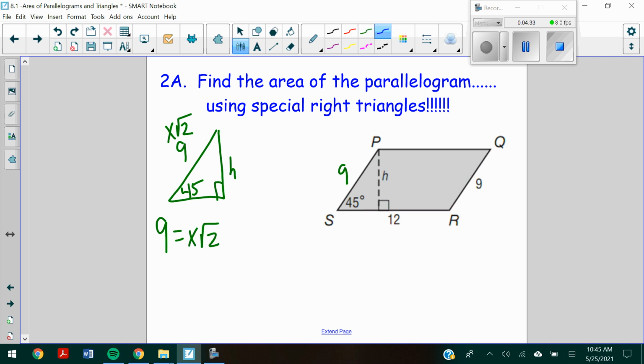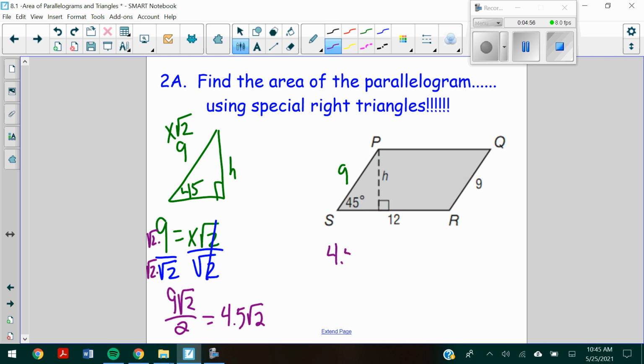So we're going to go ahead and divide both sides by square root of 2. And then we have to times the top and the bottom by square root of 2. 9 square root of 2 divided by 2, or you can say 4.5 square root of 2. I will take either one of those. Okay, so to find the area, we're going to take the base and the height and multiply them. So 4.5 square root of 2 times 12. So when you're multiplying these, we are only going to multiply the number outside of my square root. The 2 stays underneath the radical. 54 square root of 2.